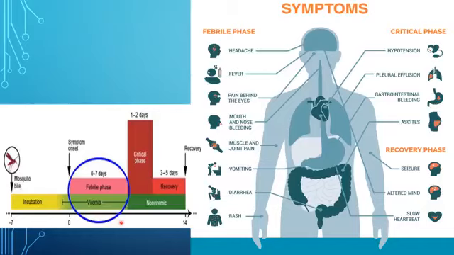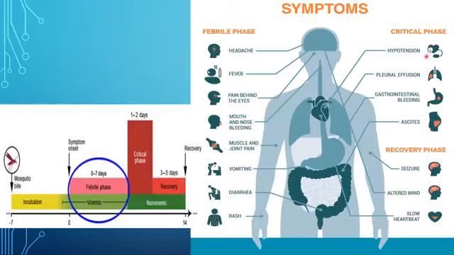In the febrile phase, the symptoms are headache, fever, pain behind the eyes, mouth and nose bleeding, muscle and joint pain, vomiting, diarrhea, rash, etc. After the viremia stage, the non-viremic stage follows, in which the viral load decreases in the body, and this mainly consists of the critical phase and recovery phase. The critical phase lasts from 1 to 2 days, while the recovery phase lasts from 3 to 5 days, and after that the patients will recover.